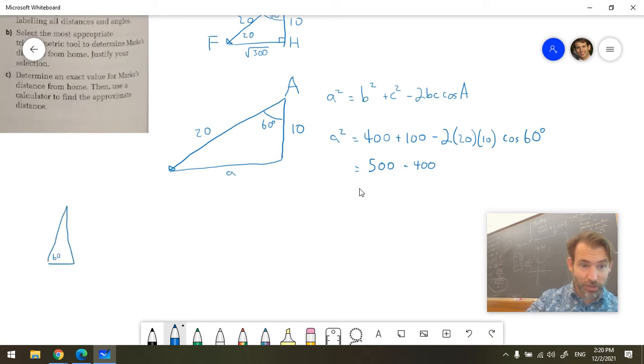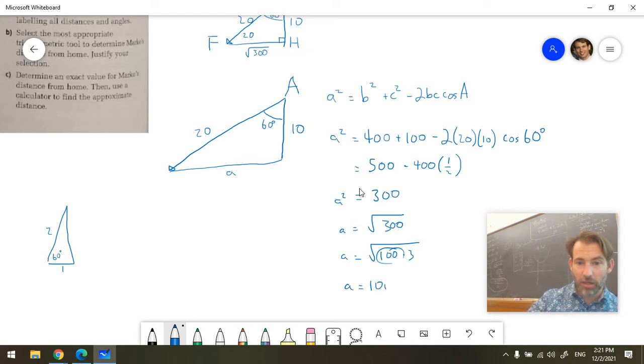There's my 60-degree triangle. Cosine is related to that for this triangle, so it's 1/2 times 1/2. Then this is equal to 500 minus 200, which is 300, and that's A squared. So A is equal to the square root of 300, or the square root of 100 times 3. This is a perfect square, so A is equal to 10 root 3. There, an exact value for A.